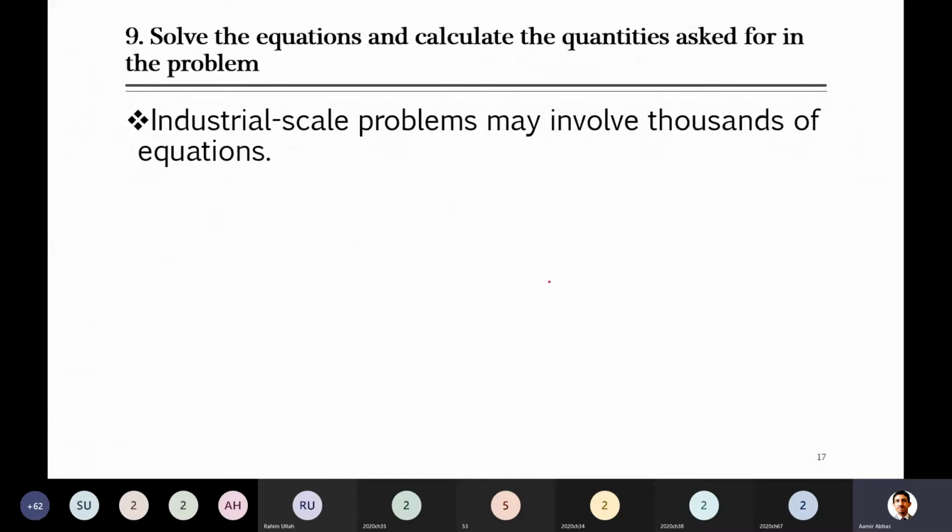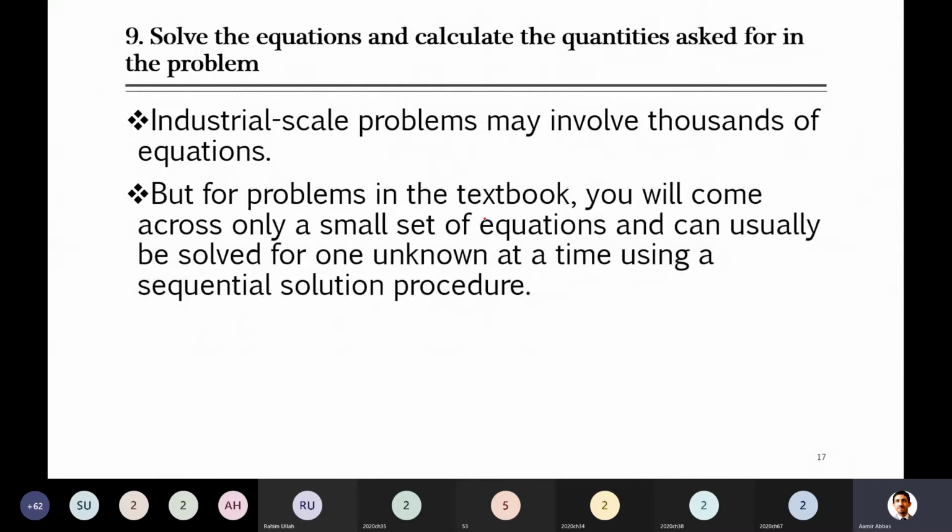You have to solve the equations simultaneously. If you look at an industrial scale problem, there will be a number of equations, and as he mentioned, there can be thousands of equations to solve. Definitely it is not easy to solve them manually, so you look for some software. But in these textbook problems, most of the time you will have a small set of equations, for example 5, 6, or maximum 7, 8 equations, which you usually solve simultaneously. You find some unknown, put it in another equation, and try to get rid of those values.